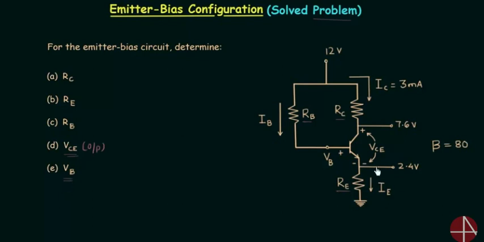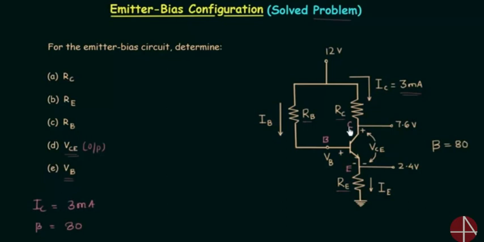In this circuit, the base current is not given to us, but collector current is given. It is equal to 3 milliamps. The collector current IC is equal to 3 milliamps. Beta is equal to 80. The current amplification factor is equal to 80. We are using an NPN transistor, and this terminal is the base terminal, this terminal is the collector terminal, and this terminal is the emitter terminal.